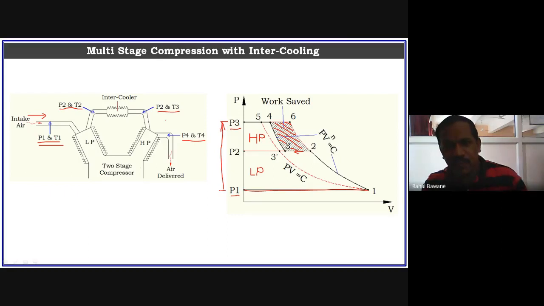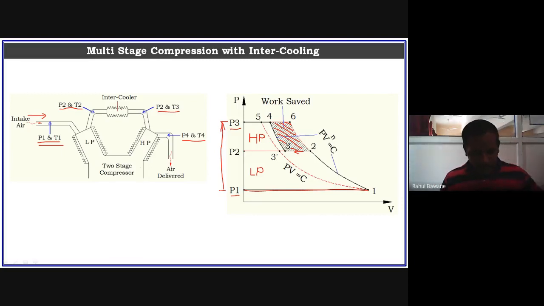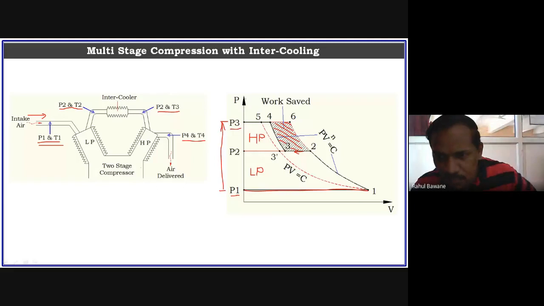So like that, even though your intercooler has power absorbing devices like a pump and all, multi-staging is still going to save the net work done. And from a design point of view, no doubt your engine will not be that bulky and robust. Okay. Now in various applications, here we can observe that point 3 and point 3' are different.